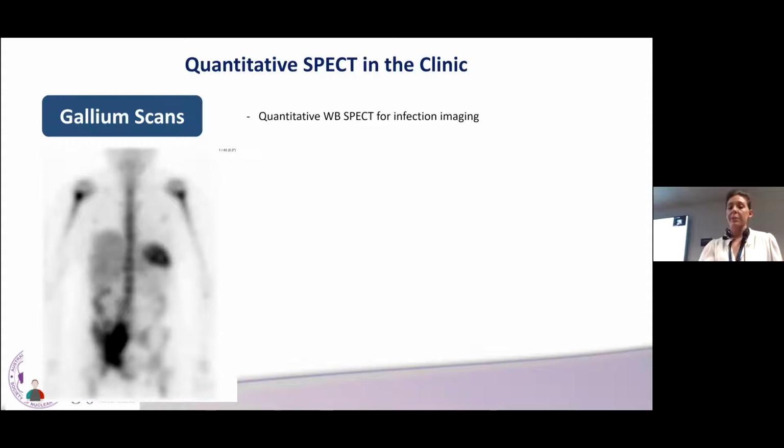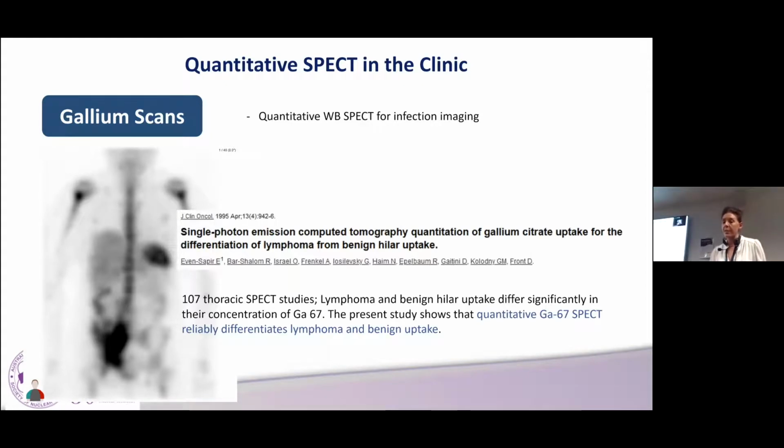There's not a lot in the literature obviously, but I did find an old in-house quantitative method that successfully used quantitative imaging of gallium citrate uptake to successfully delineate between lymphoma and benign uptake. So that is potentially an area of interest as well.